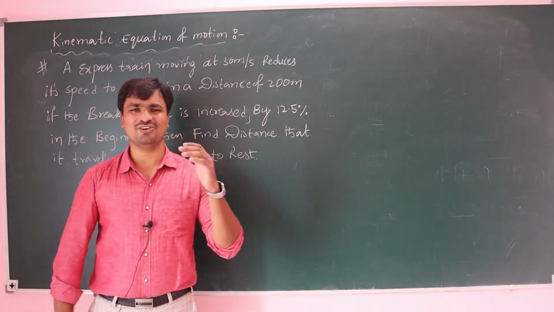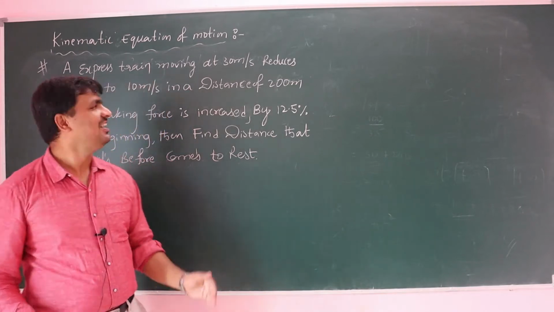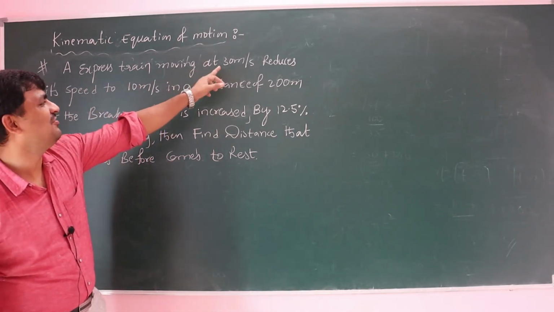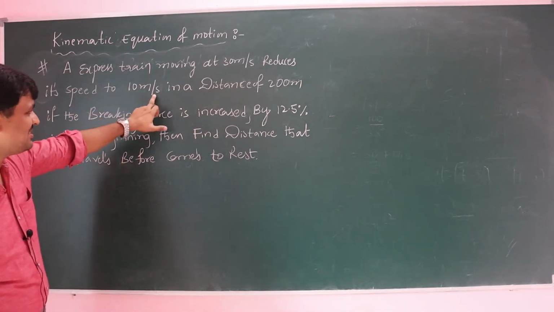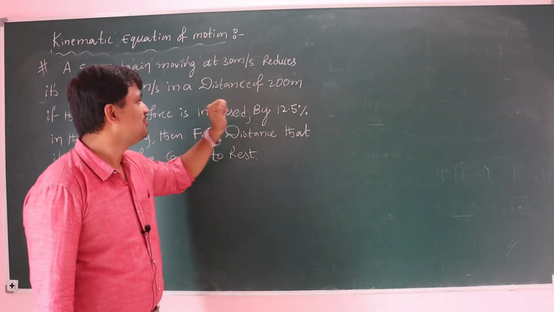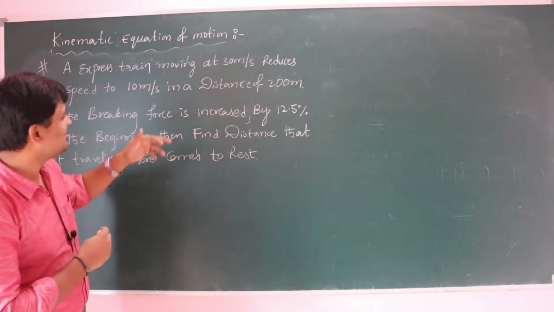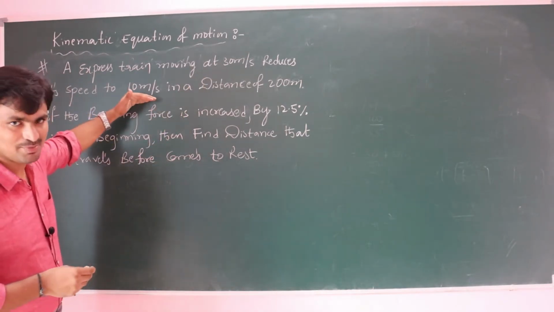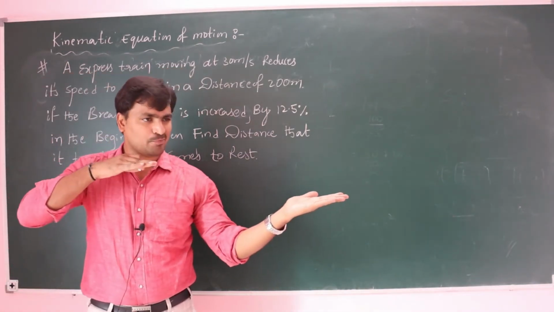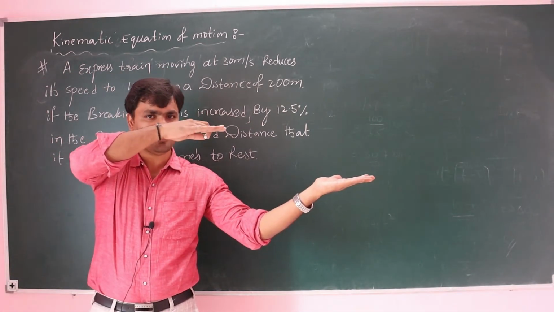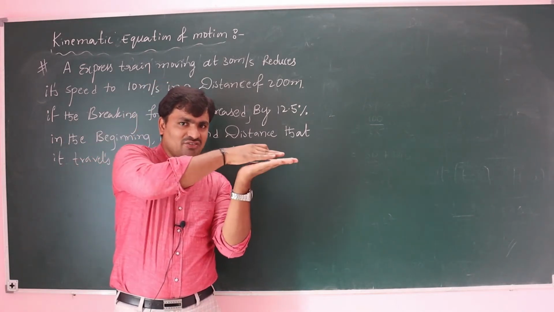Okay, let's see one more important and easy question. An express train is moving at a speed of 30 meters per second, reducing its speed to 10 meters per second in a distance of 200 meters. Generally, we observe that when a train approaches the station, they reduce the speed by the application of the brakes.